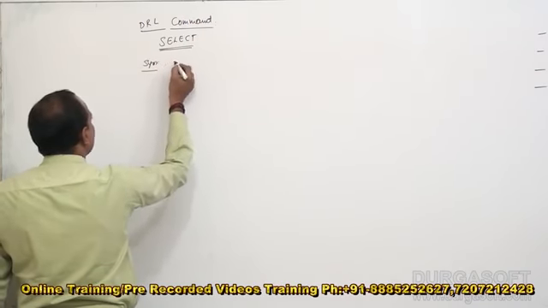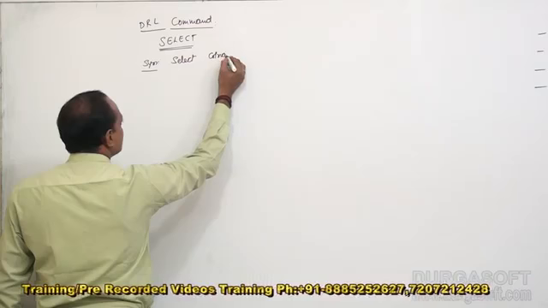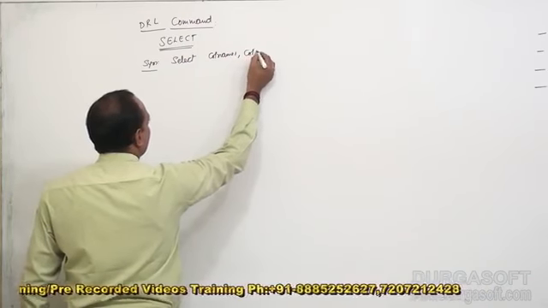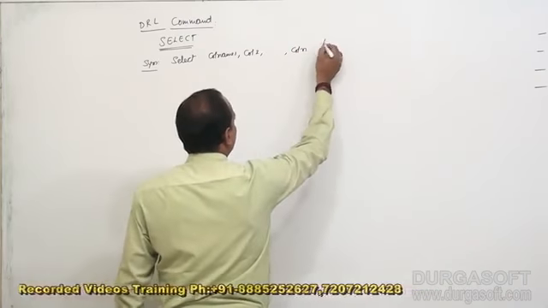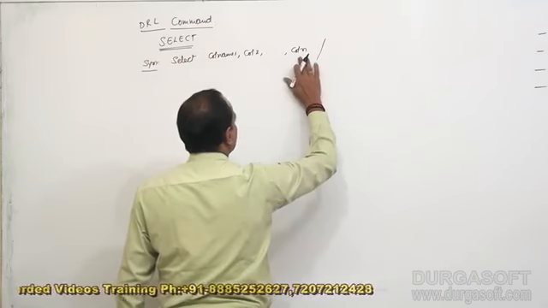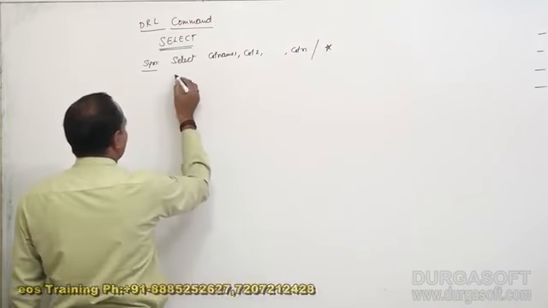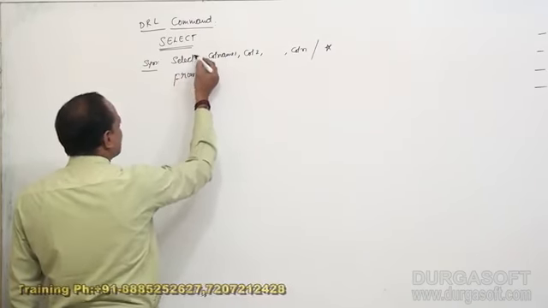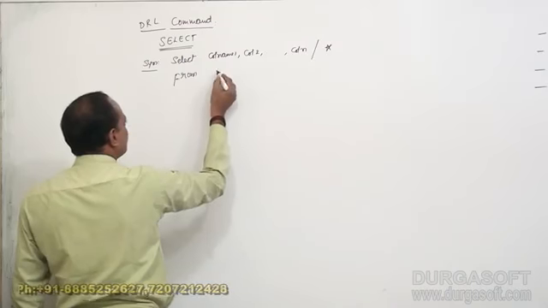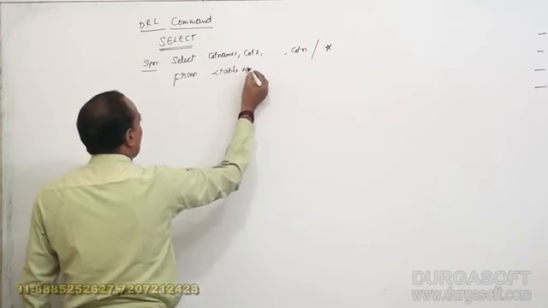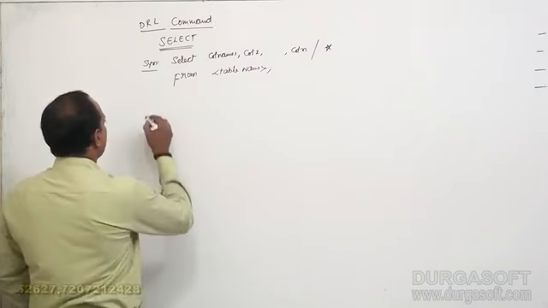What is the simple select syntax? Select, then column names: column name 1, column name 2 and so on, up to column name n, the last column. Either you can specify all columns or you can specify star. Select is a command, from is a keyword, and you can use a column list or the star symbol. After the from keyword use the table name. Right? Now see the example.